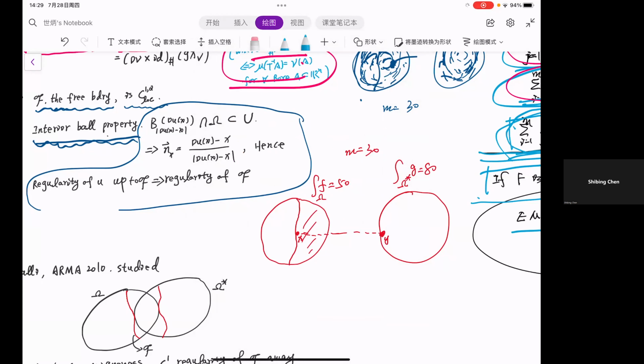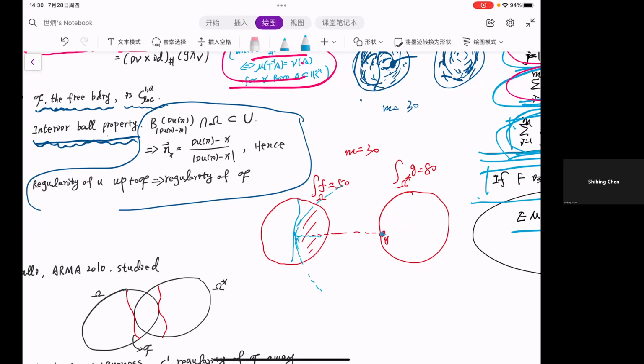If you know some PDE books, you will see the interior ball property just means that at a boundary point of a domain, you can draw a small ball inside the domain. But here, the interior ball property is not only that you can draw a ball inside the domain, but you can control the radius of this ball. Basically, if the mass around x is transported to the mass around y, then you use y as the center and the distance between x and y as the radius. You draw a ball.